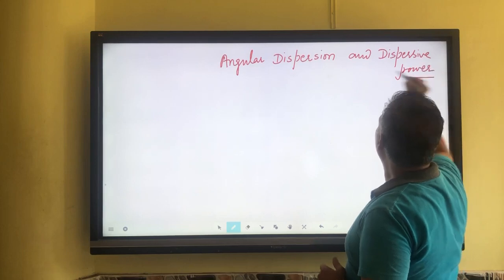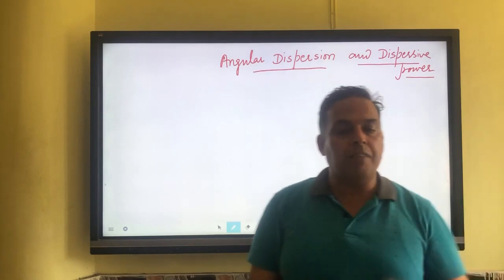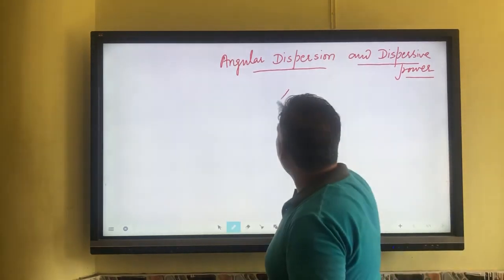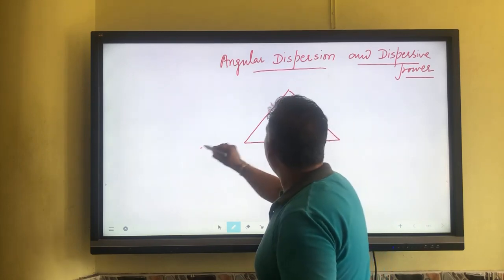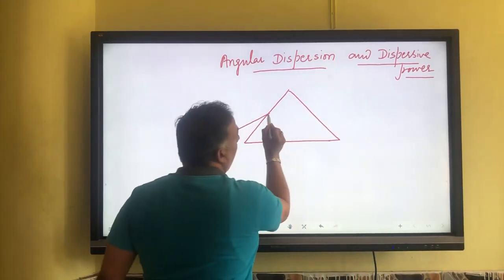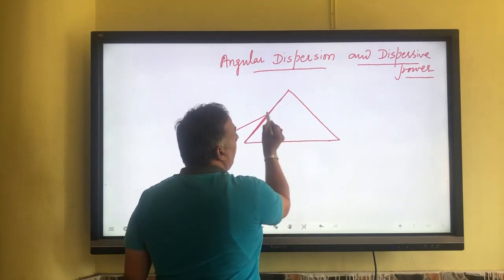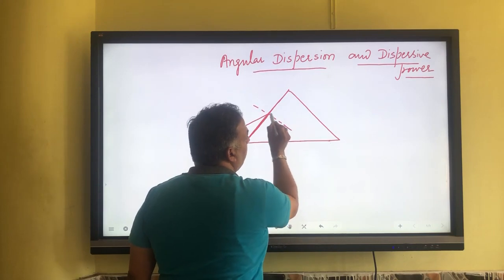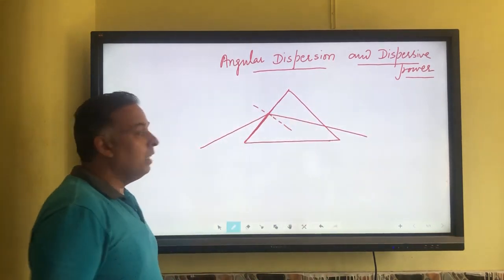Prism. What's the meaning of angular dispersion and dispersive power? Here, this is a prism, and this is an incident ray that falls on this refracting surface. If I draw a normal, this ray will bend in towards the normal.